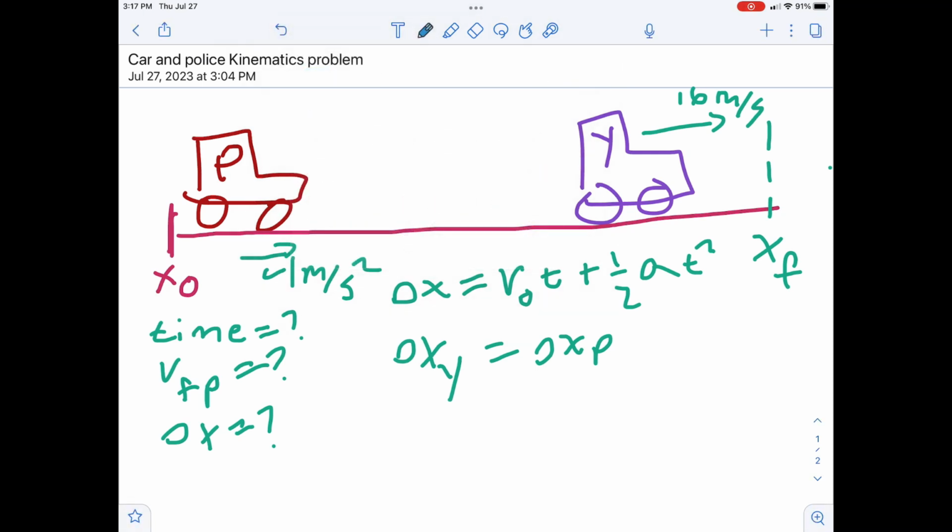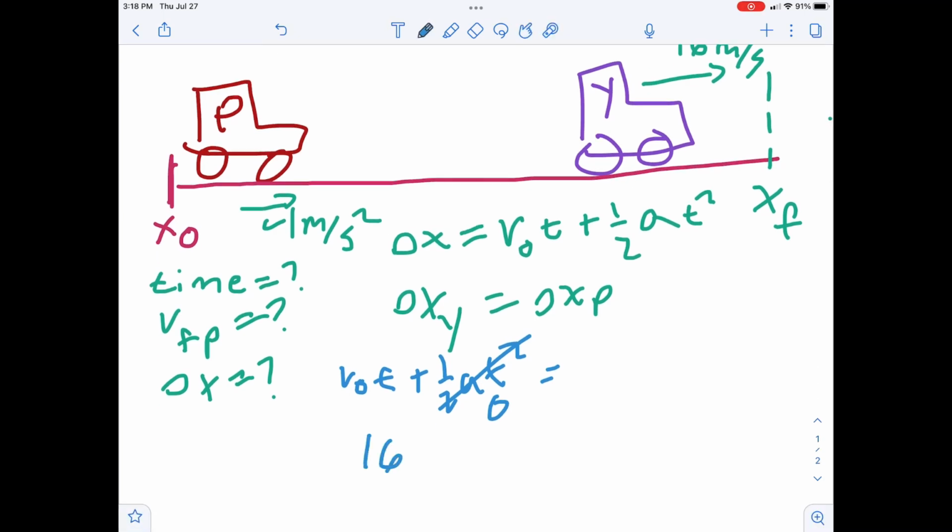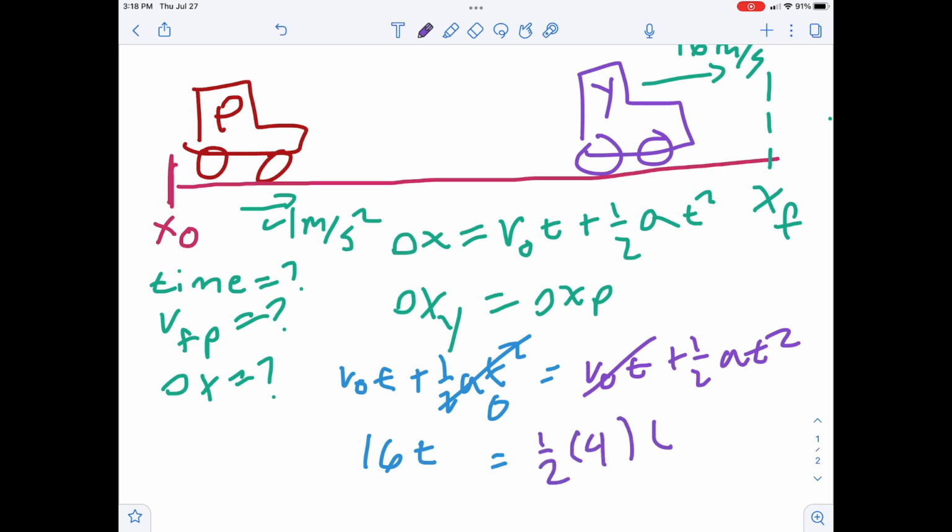So if I have v naught t plus 1/2 at squared, for me, well, I'm not accelerating, so that'll go to 0. And I'm just left with 16t. And then I have to set this equal to the police car. So if I have v naught t plus 1/2 at squared, well, the police car is starting from rest, so our v naught will be equal to 0. And I just have 1/2 times 4 times t squared.